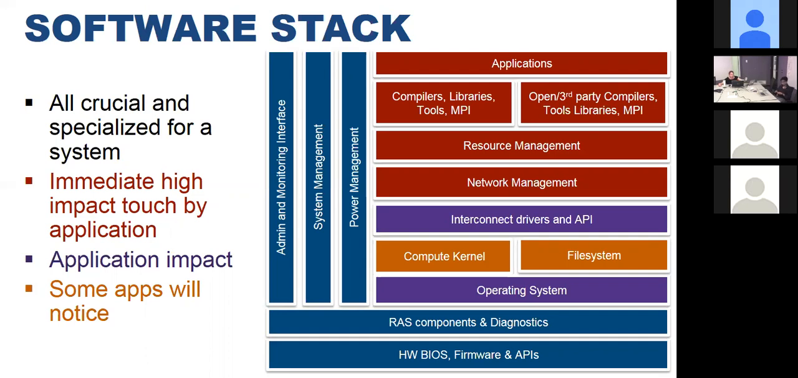And then the compute kernel and the file systems. Again, some of the apps will notice these, but the reason I point this out is that apps go pretty deep in this list. Applications have a reasonable chance of going down very close to the BIOS level and the firmware on these machines. Very few go to the firmware, but they get very close.